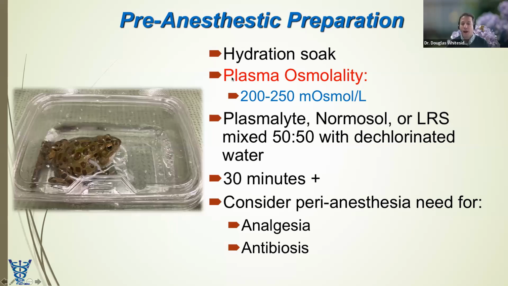That ensures that we get our plasma osmolality below 200, because the osmolality of Plasmolyte, for example, is 294. And so when we dilute it, we're sitting at around 150 milliosmoles per liter.